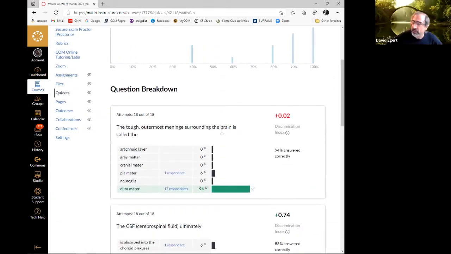All right, the tough outermost meninge obviously is the dura mater, as opposed to the arachnoid, which is kind of the middle one that has a subarachnoid space where the CSF is flowing around, and the pia mater, which is the very delicate one right on the neural tissue.